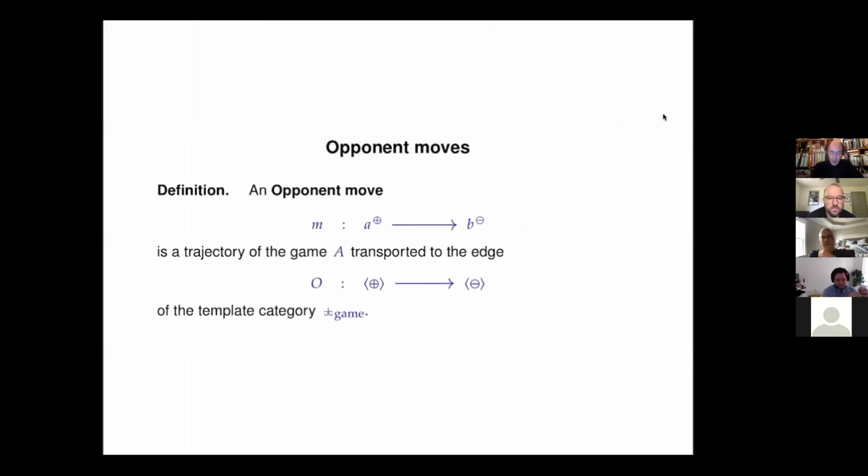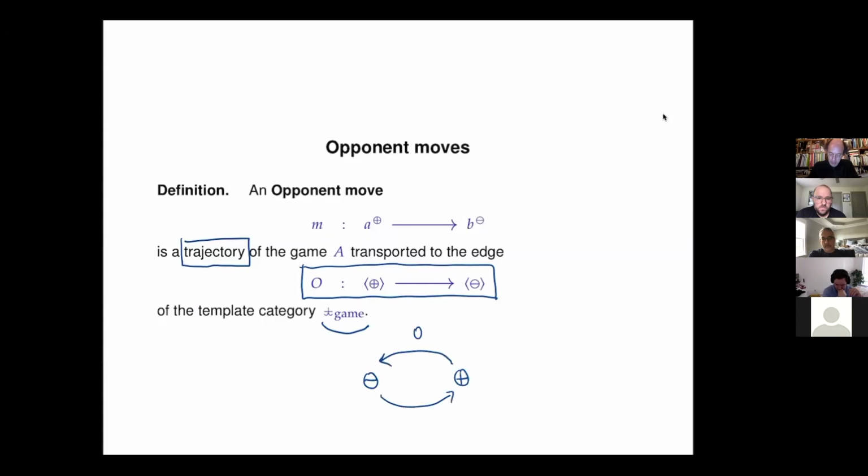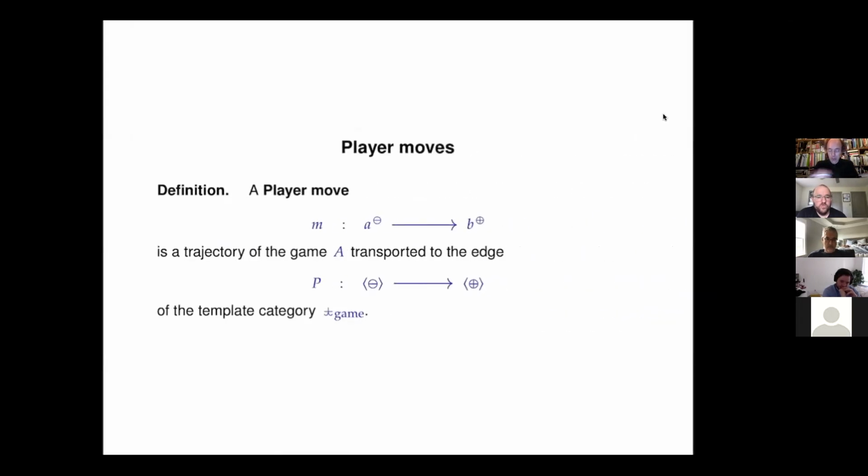And so an opponent move is defined as a trajectory, a morphism of the game A, which is transported by the functor lambda to that edge O. The template category is the very small category that I introduced 5 minutes ago. Again, the category is very stupid, it's like this, and this is opponent and player here. Every morphism of the category A which is mapped onto that edge is called an opponent move, and similarly, a player move is just a trajectory in the category A transported to that edge.